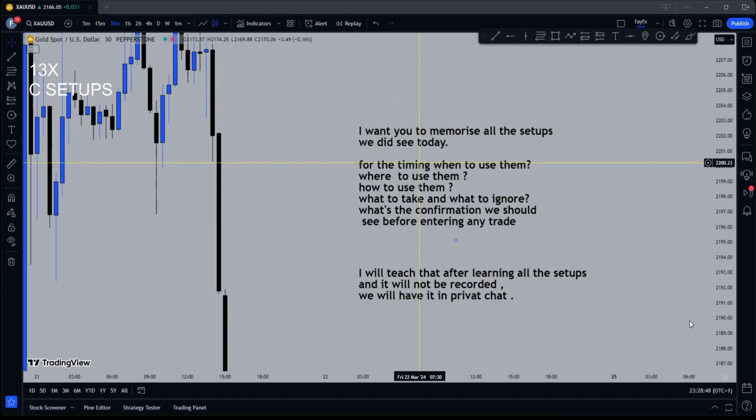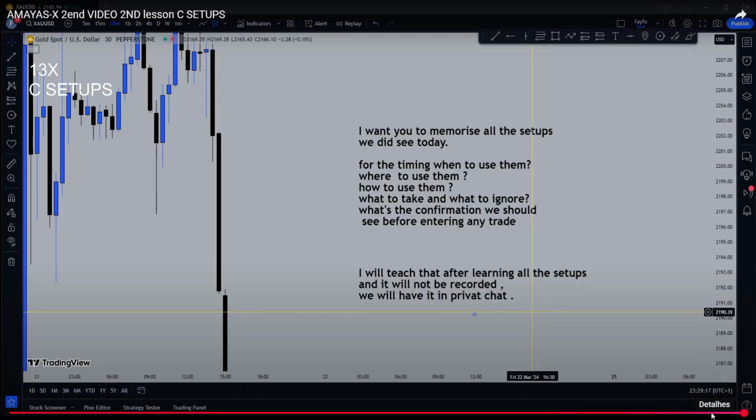So I wanted to revise what setups we saw today. I mean, when to use them, where to use them, how to use them, what to take and what to ignore, what's the confirmation we should see before entering any trade. For this, I will teach you that learning setups, and it will be recorded. We'll have it in private chat. Good luck.